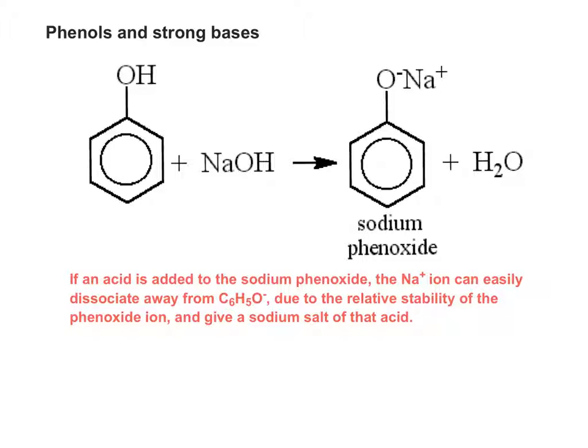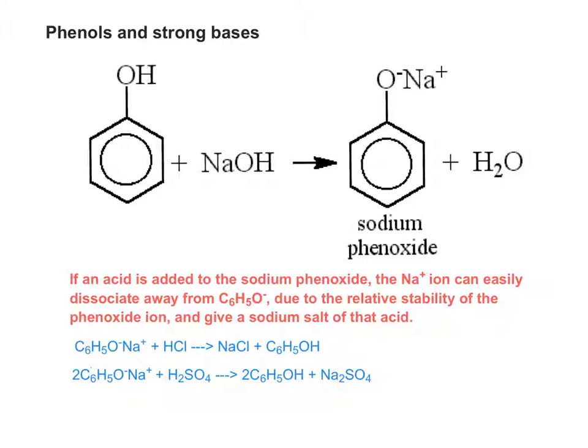So if, for example, you were to take your sodium phenoxide and react it with hydrochloric acid, what would happen is because the phenoxide ion is relatively stable, like we've talked about, then therefore the sodium will dissociate away from it quite easily and recombine with the Cl- in the acid. So you've got 2 possible examples of that at the bottom of the page, including one that shows a need to have a look at the mole ratio.